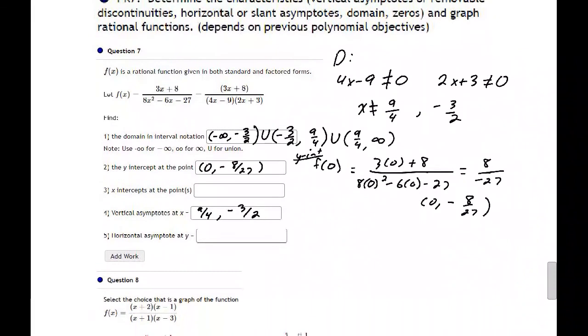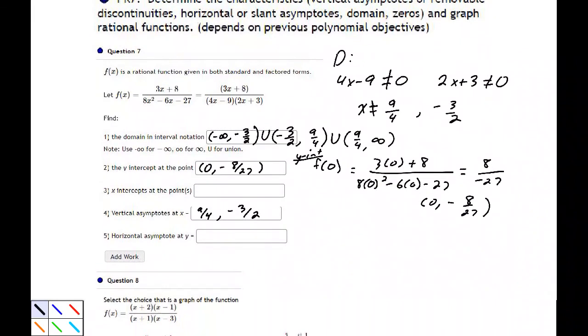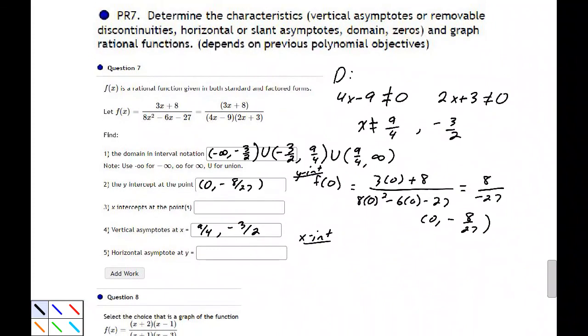Now, x-intercepts are based off of the numerator. Where is the numerator equal to 0? Or what value would make the numerator equal to 0? So I'm going to take the 3x plus 8 and set that equal to 0. Solving that, we see that x is equal to negative 8 over 3. So that means my x-intercept is the point negative 8 over 3, comma, 0.